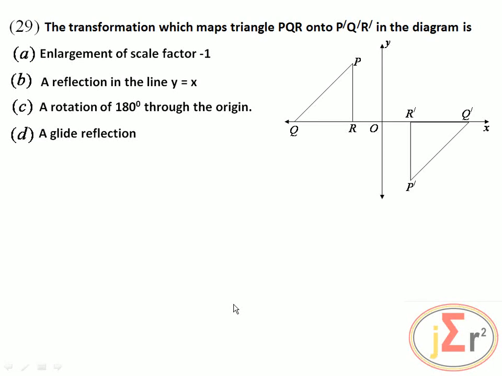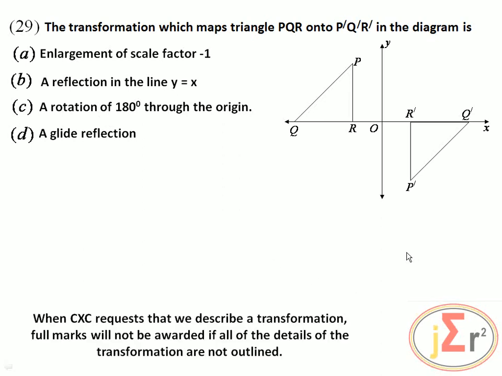The transformation which maps the triangle PQR onto P prime Q prime R prime in the diagram is, so this maps to this. What is that transformation? Is it an enlargement of scale factor -1? A reflection in the line y is equal to x? A rotation of 180 degrees through the origin? A glide reflection? Let's see how we can navigate, or may we say dally, our way through this problem.